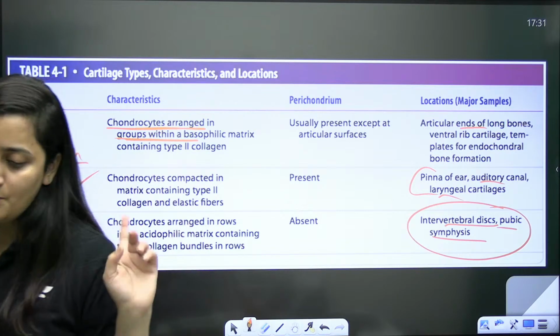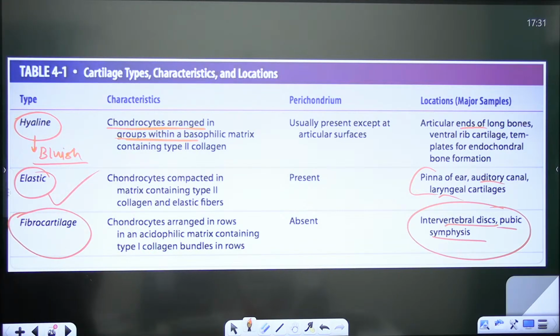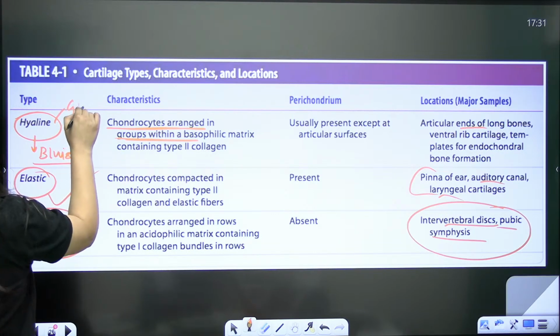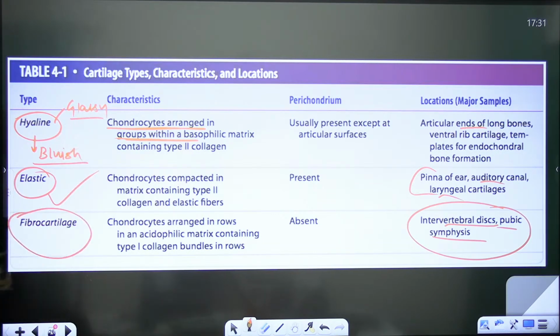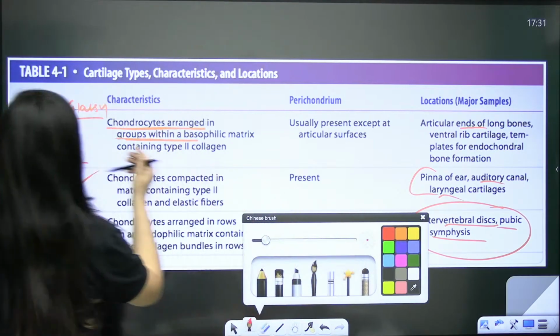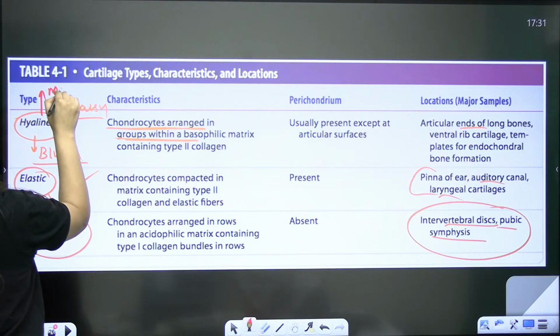So yes, this part is important. You should know where these cartilages are present. I'm not saying that you have to remember the structure, but at least this is what you should know. Hyaline cartilage has a bluish, glassy appearance. It is maximum in the human body.